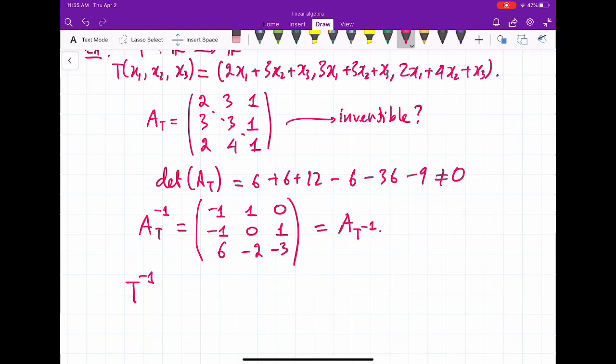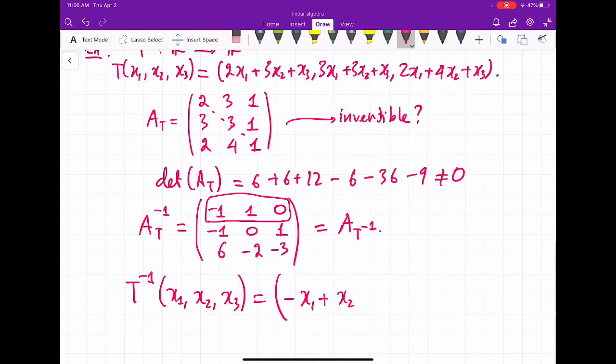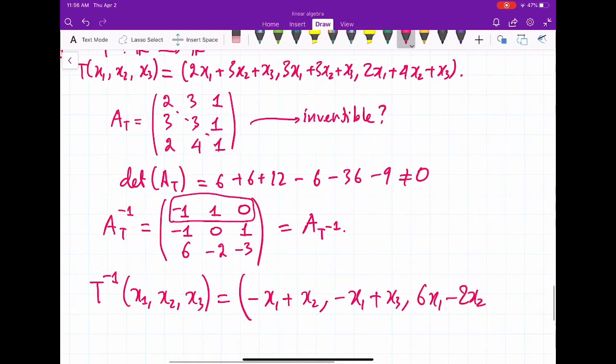T to negative 1 of (x1, x2, x3) is nothing but negative x1 plus x2. So I just pick the coordinates of the first row. And here is negative x1 plus x3 and 6x1 minus 2x2 minus 3x3. This is how we can find the inverse of a linear transformation if it exists.